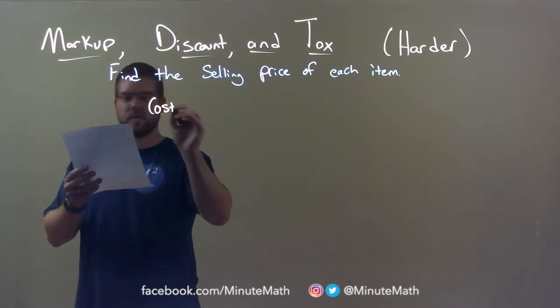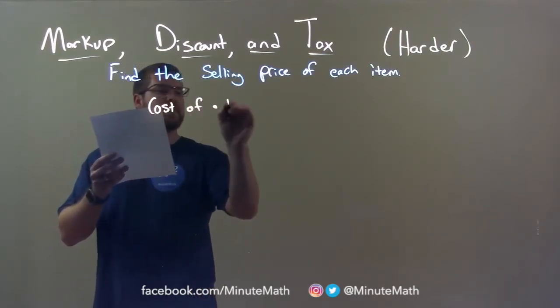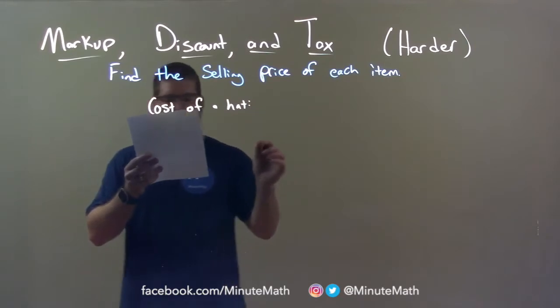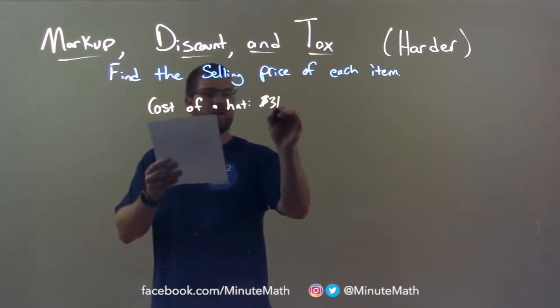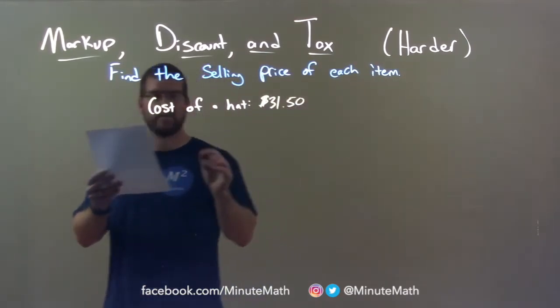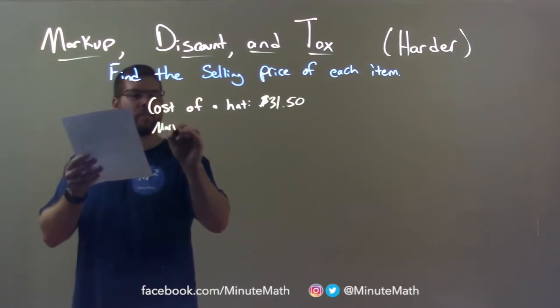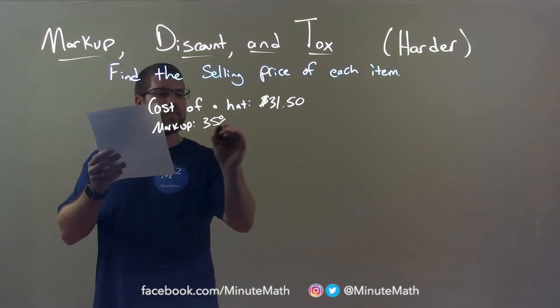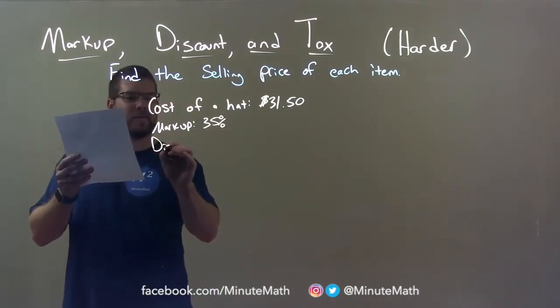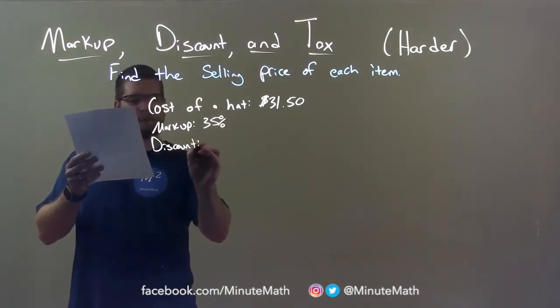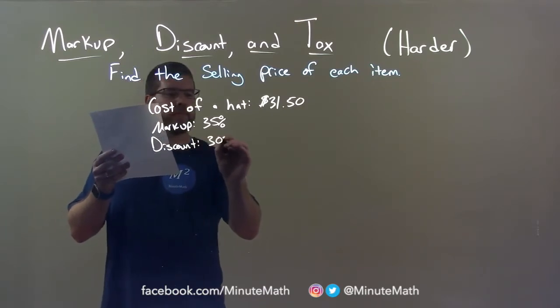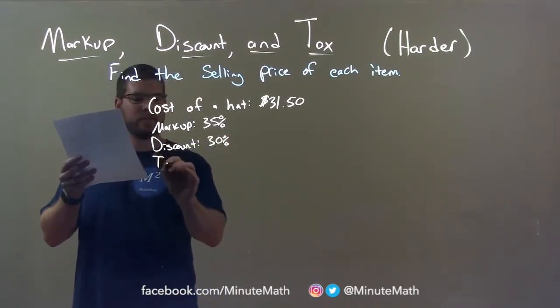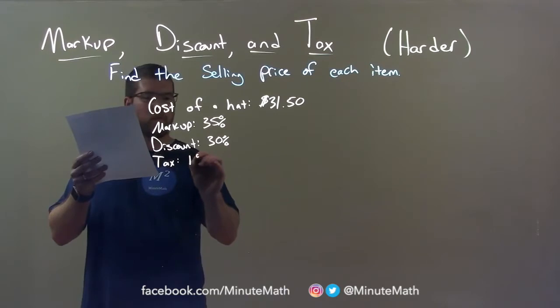Cost of a hat. Okay, cost of a hat is $31.50. Now its markup is 35%. Its discount is 30%, and its tax here is 1%.